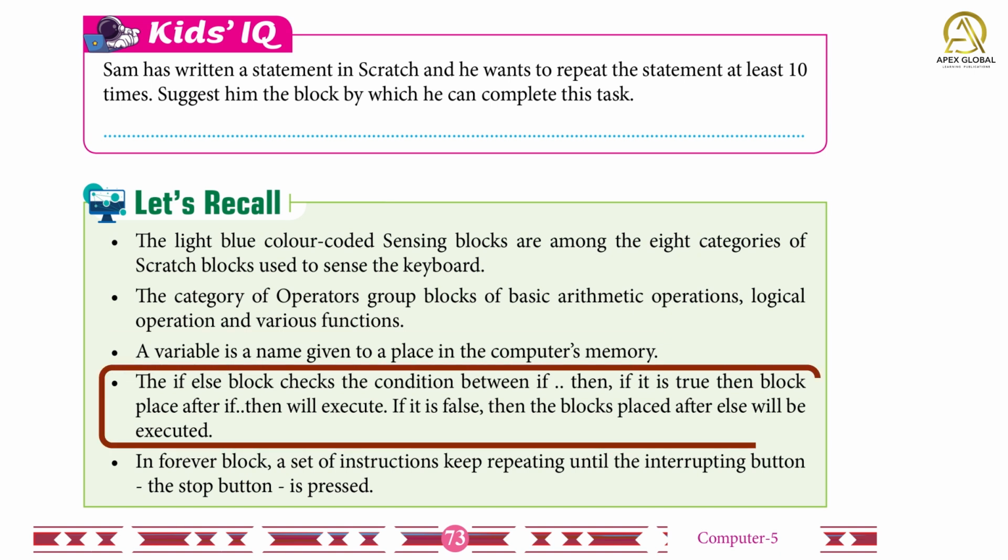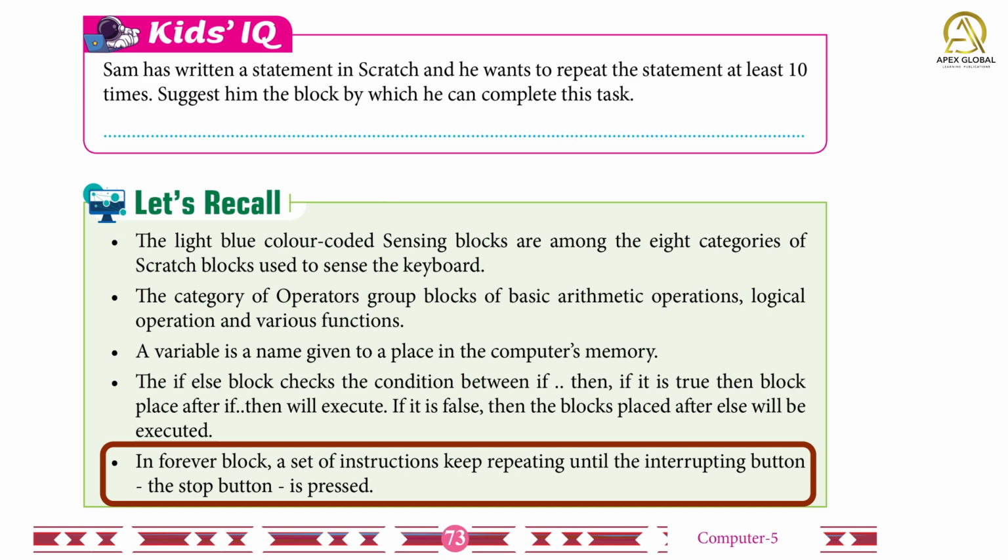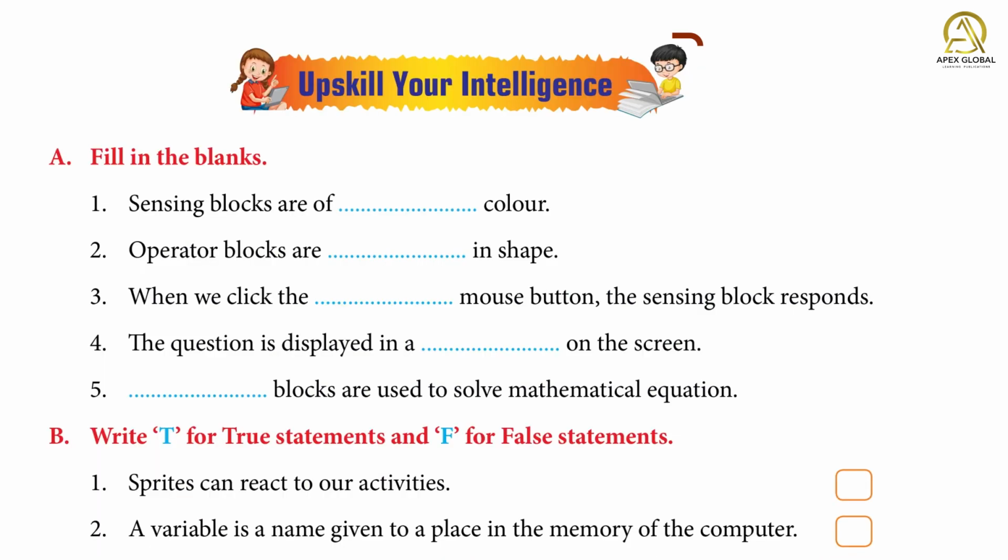The if-else block checks the condition between if. Then if it is true, the block placed after if-then will execute. If it is false, then the blocks placed after else will be executed. In the forever block, a set of instructions keeps repeating until the interrupting button, the stop button, is pressed.